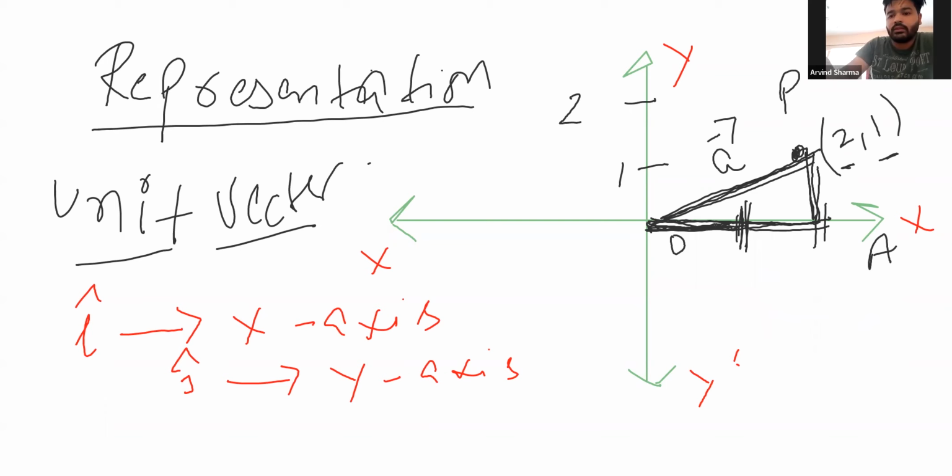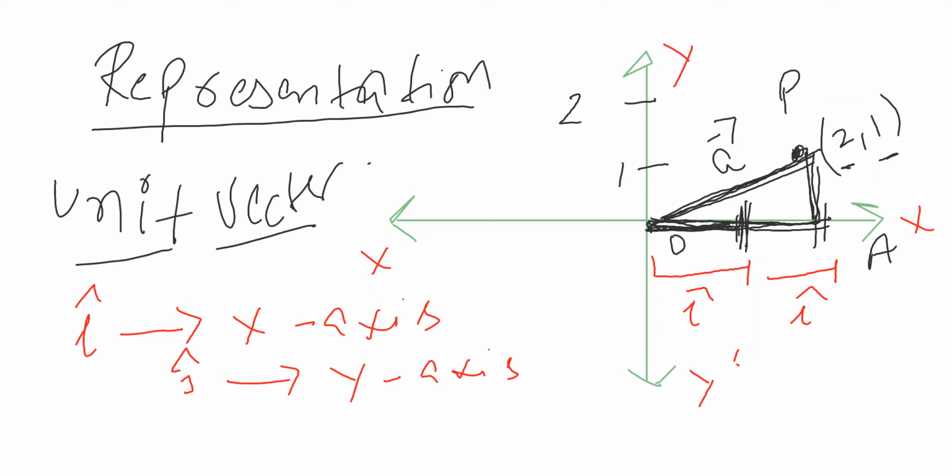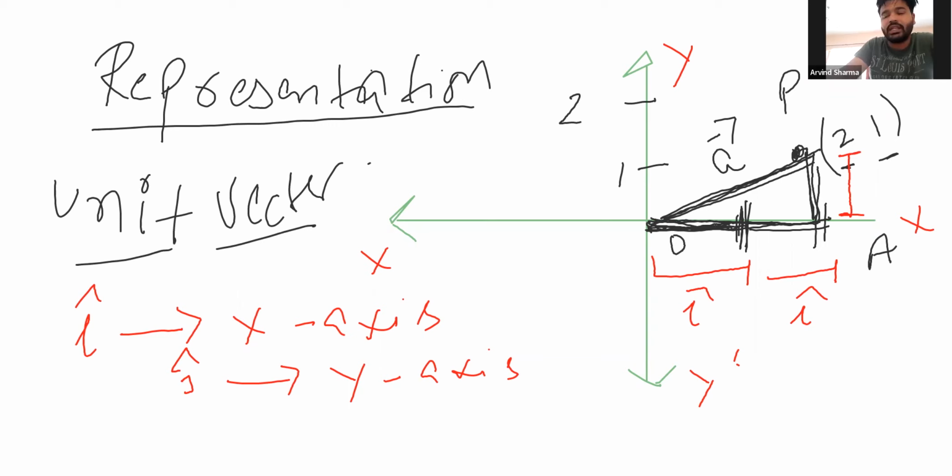Okay. This 0 to 1 represents i cap, and again this 1 to 2 represents i cap along the x-axis. So we have two i caps here, right? Now, if we talk about this distance from the y-axis, this is also 1. Like you are going from 2 to 1, this is representing 1 unit of the y-axis. So it is represented by j cap, right?